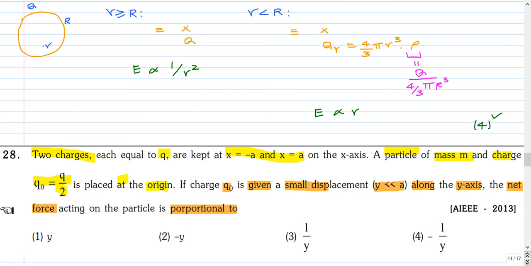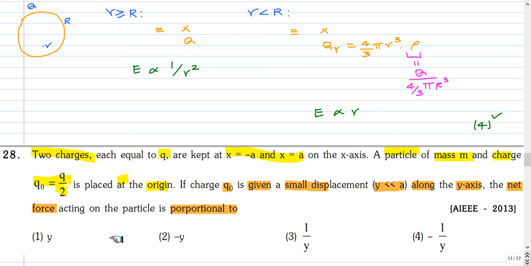This is the next question. Two charges equal to q are kept at x equal to minus a and x equal to a on the x-axis. A particle of mass m and charge q0 equal to q by 2 is placed at the origin. If q0 is given a small displacement y much less than a along the y-axis, the net force acting on the particle is proportional to.